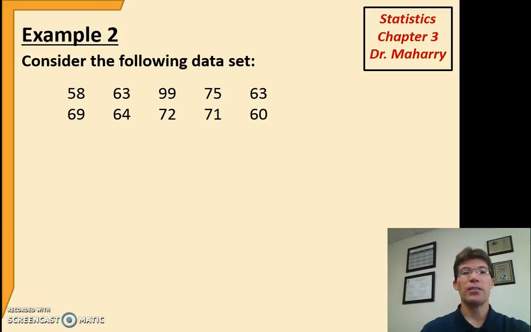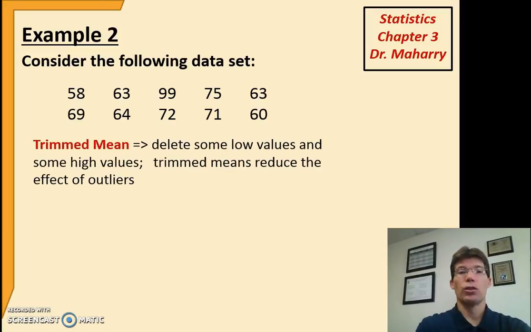Now let's talk about trim means and weighted means a little bit. So suppose we have this data set here. So we have 10 numbers here. And if you look at these numbers, notice that the 99 is kind of out there a little bit. Most of all the numbers are in the 60s and 70s, and then that 99 is a bit of an outlier. So a trim mean is one way to sort of minimize the effect of outliers.